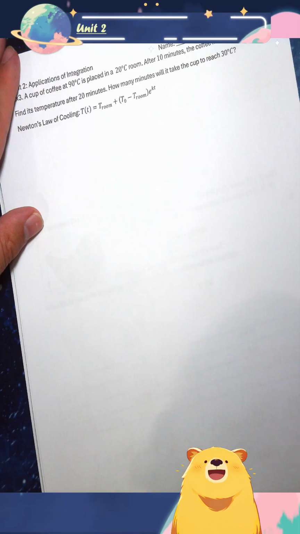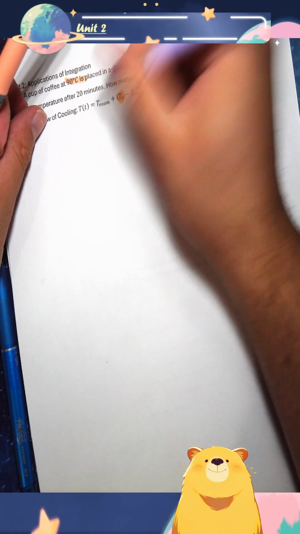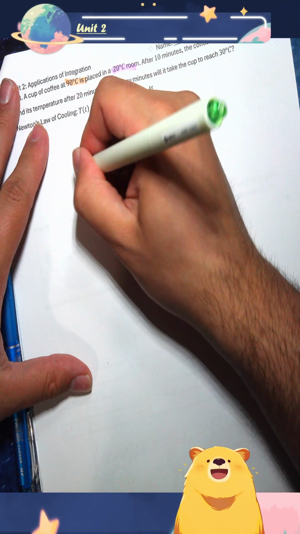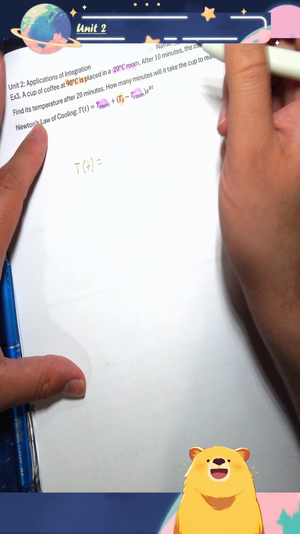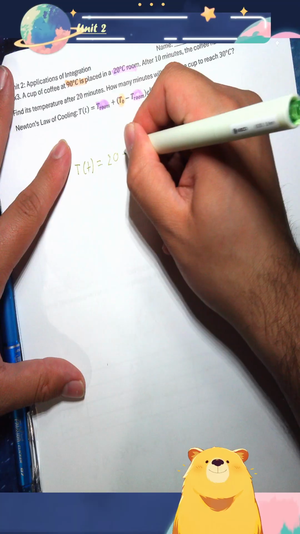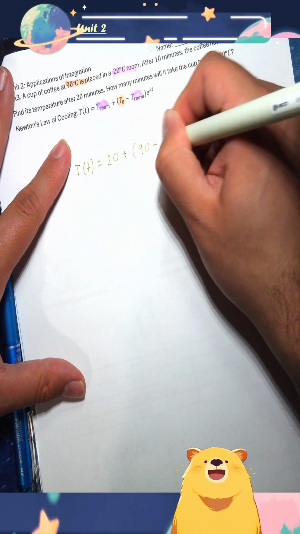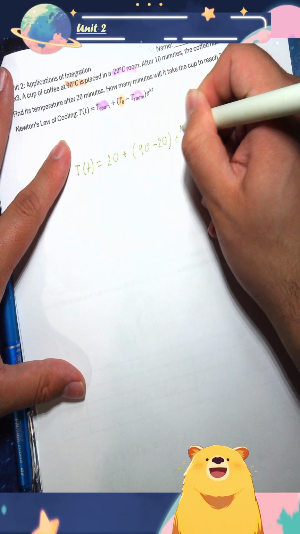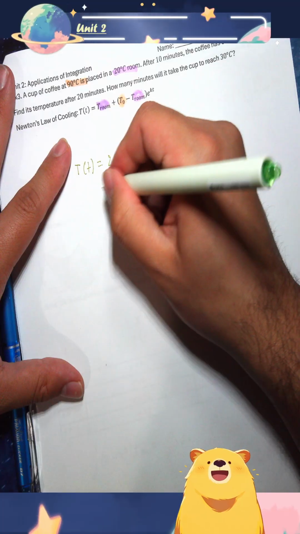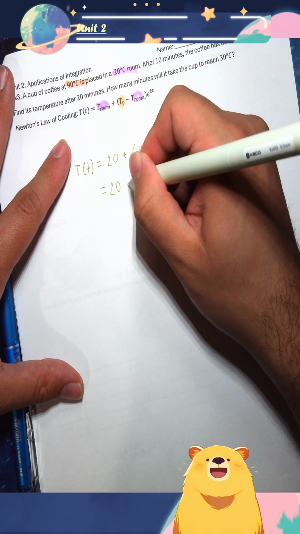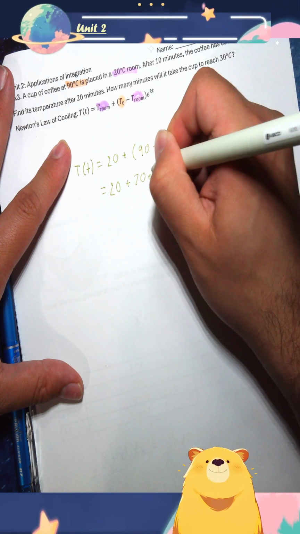So let's go ahead and figure this out. Now we know that the initial temperature of the object, in this case the cup of coffee, is 90 degrees. And we know that the temperature of the room is 20 degrees. So our specific formula for this cup of coffee can be written as 20 plus parentheses 90 minus 20 e to the k times t. And then you could simplify this a little bit by doing 90 minus 20 to be 70 e to the k times t.